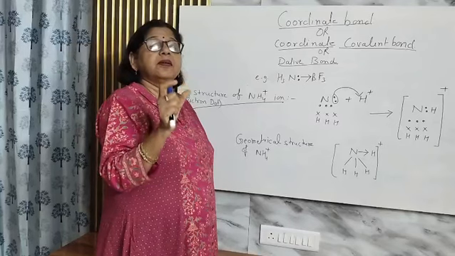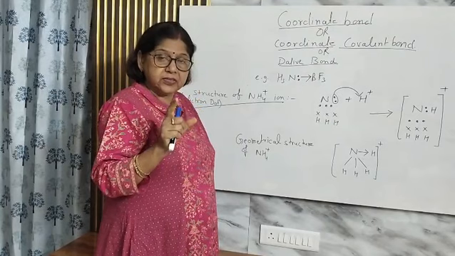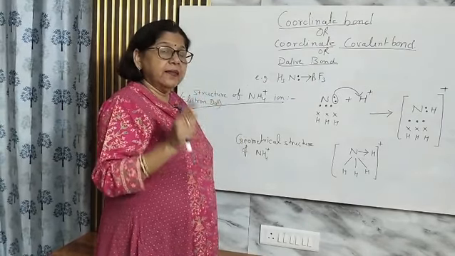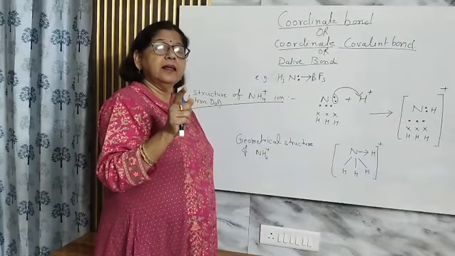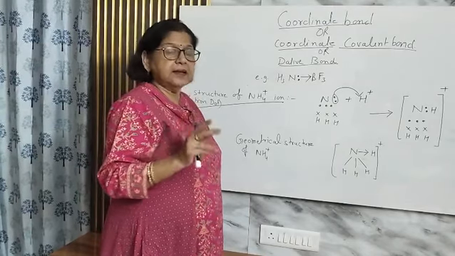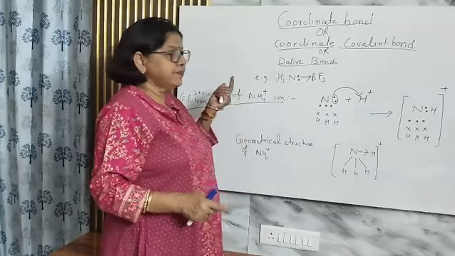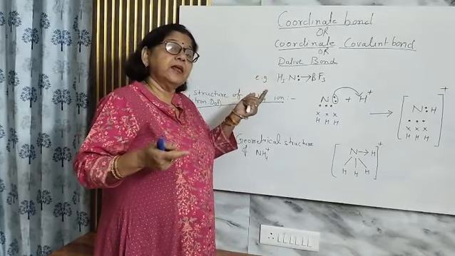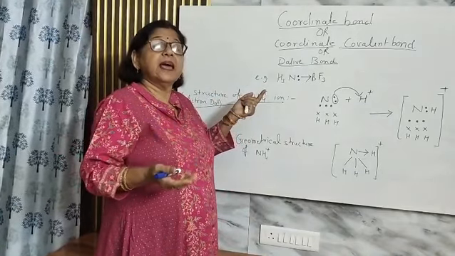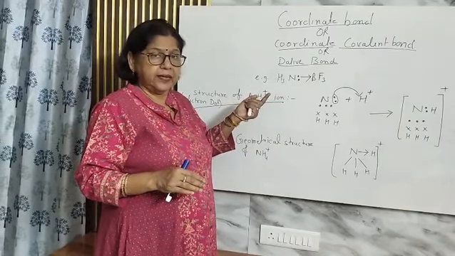And both the atoms were contributing 1, 2 or 3 electrons each. Here the bonding will take place in such a way that only one atom will give both the electrons, meaning a pair of electrons. That is known as a coordinate bond, right? There are certain terms. The one which gives the pair of electrons is known as the donor atom, and the other one which accepts the electrons is known as the acceptor, right?